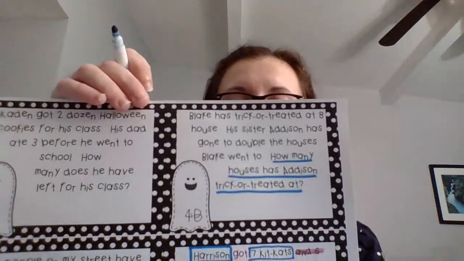Now, this one is a little bit trickier. It says Blake has trick-or-treated at 8 houses. His sister Addison has gone to double the houses that Blake went to. How many houses has Addison trick-or-treated at? So, again, I'm going to underline, and some of these are not going to have extra information. I want to show you both examples so you can see where there's not too much information. You have just the right amount. So, how many houses has Addison trick-or-treated at is our question.